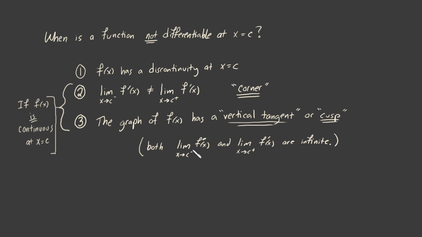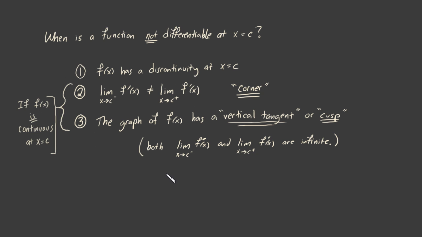If you look at the left and the right limiting values, again, of the derivative, and you discover that they are both infinite, of course, we have a vertical tangent when these agree in sign. So, for example, they're both positive infinity, or they're both negative infinity, and we have a cusp when they disagree in sign. So if this is positive and this is negative, or this is negative and this is positive. Okay? So that's what we have to watch out for.